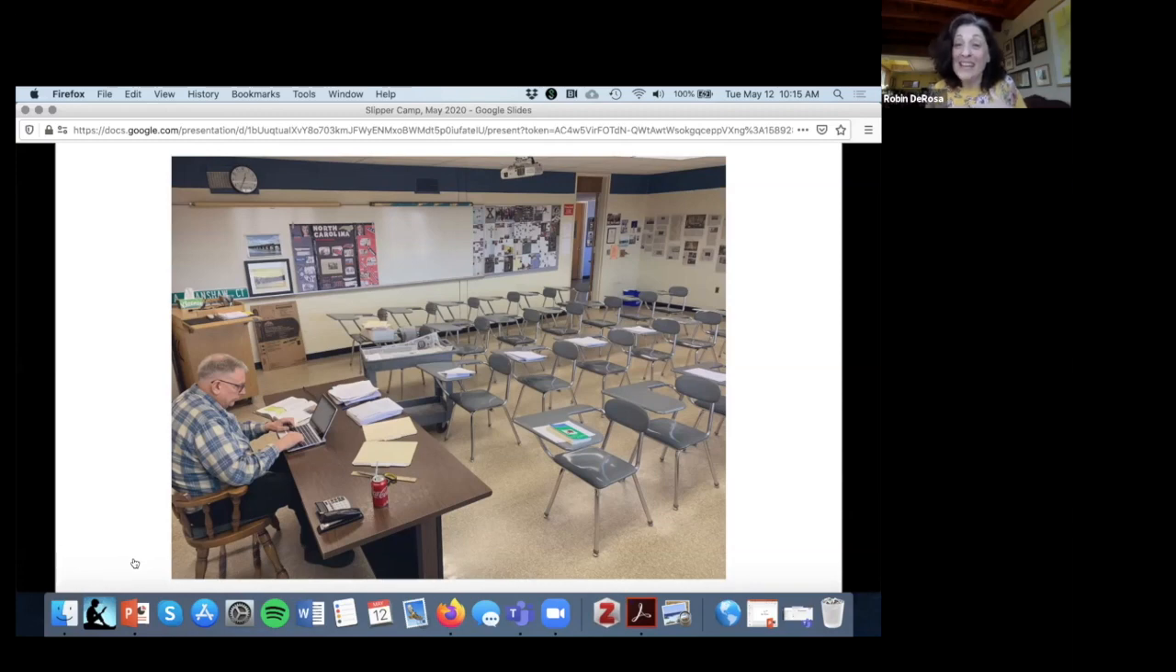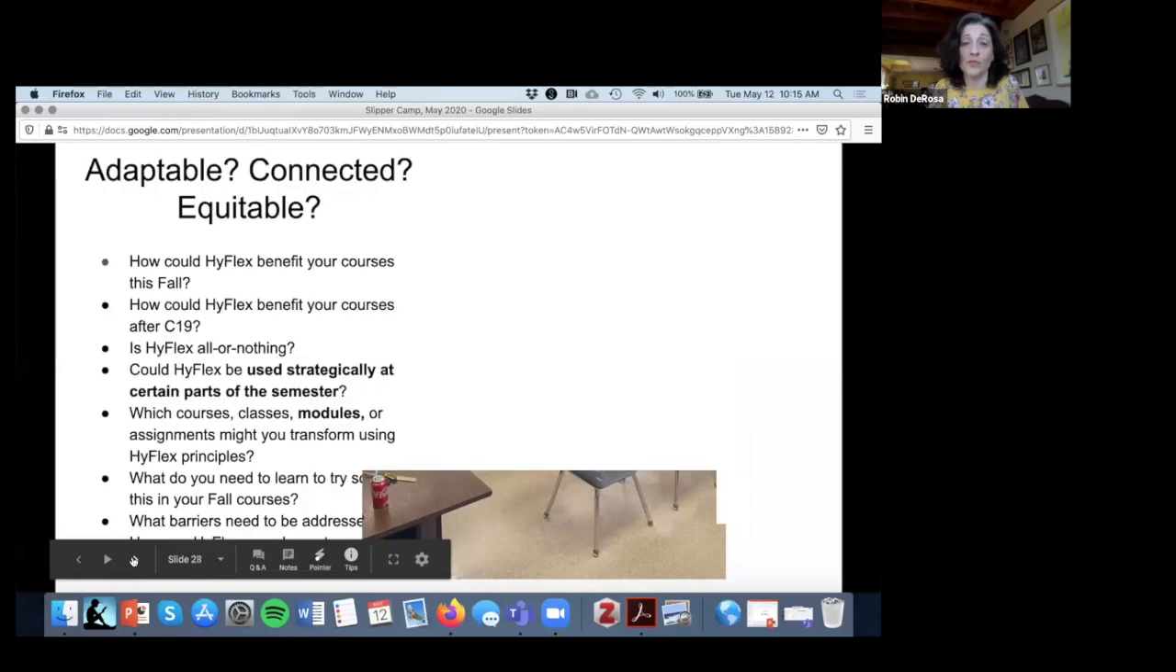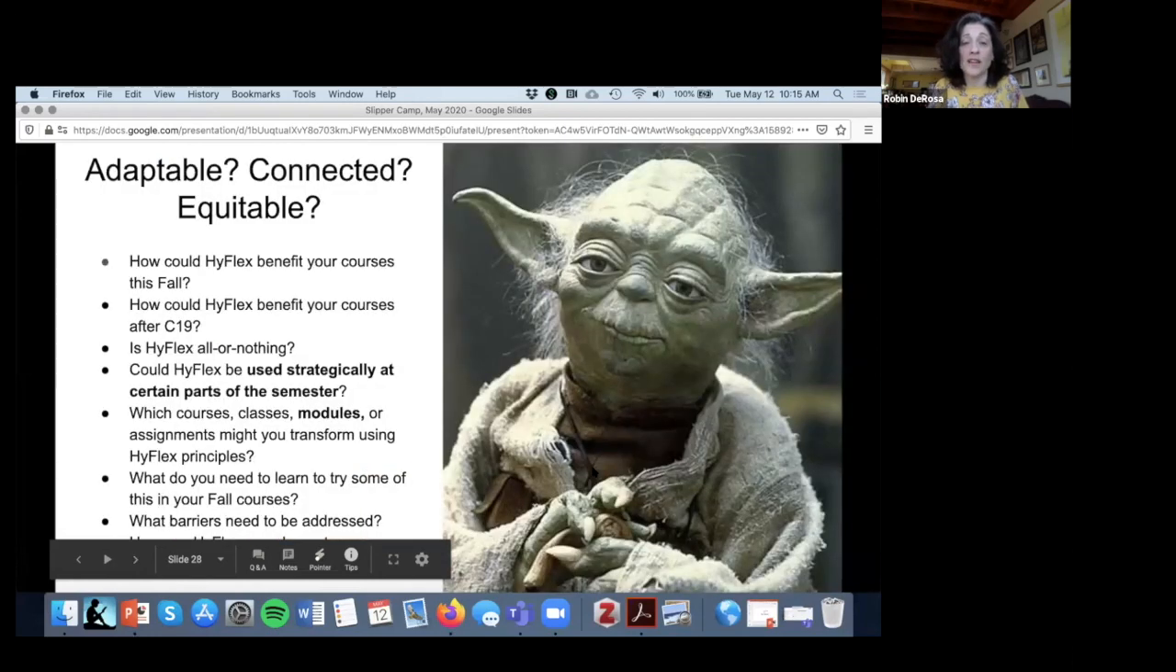But to me, there's some really exciting possibilities for students who are going to have very big challenges with health, with being in person. Even if we start the semester online, if we have a small outbreak, we'll probably close. How can we be ready to adjust for these different scenarios? HyFlex could give us a good option for some of that. Here are some of the questions that I might leave you with.